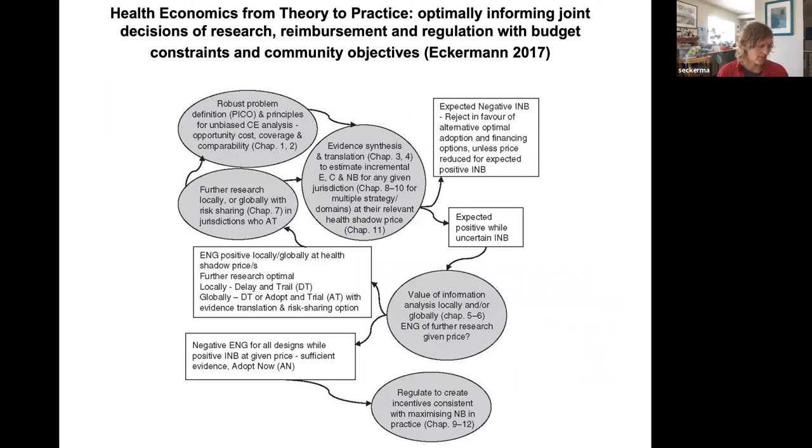So in doing so, I'm really also introducing you to the Health Economics from Theory to Practice text and course. And the chapters we'll be focusing on are the ones right in the middle on the evidence synthesis and translation, and for multiple strategy, multiple domain comparisons, which are chapters 8 to 10. We'll also in the process be touching on value of information methods, because the summary measures that we get, expected net loss curves and frontiers, really also inform value of information analysis. They represent expected value of perfect information and enable you then to move on to optimizing research designs and looking at optimal research and reimbursement decisions. And down the bottom there, we're also going to be looking at comparisons in practice, and hence the evaluation when you're regulating to create incentives consistent with maximizing net benefit in practice.